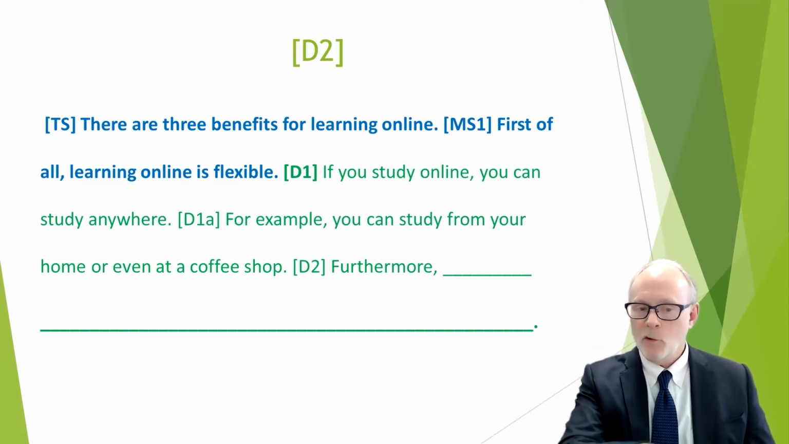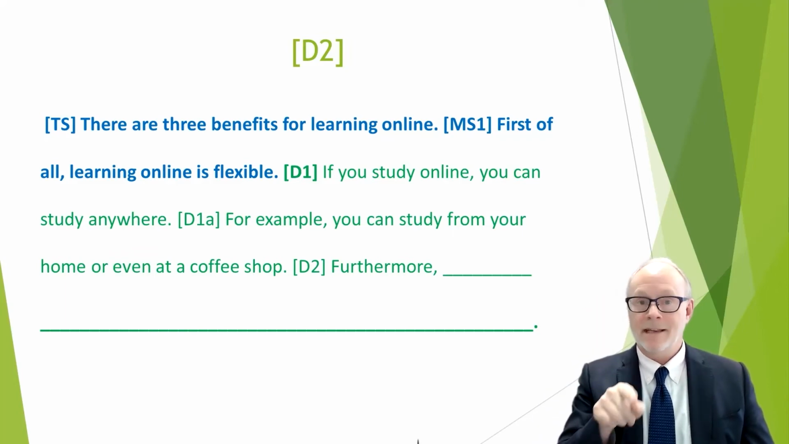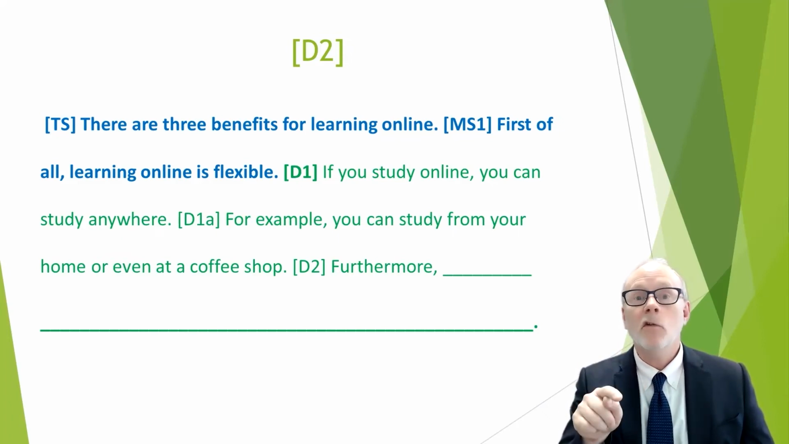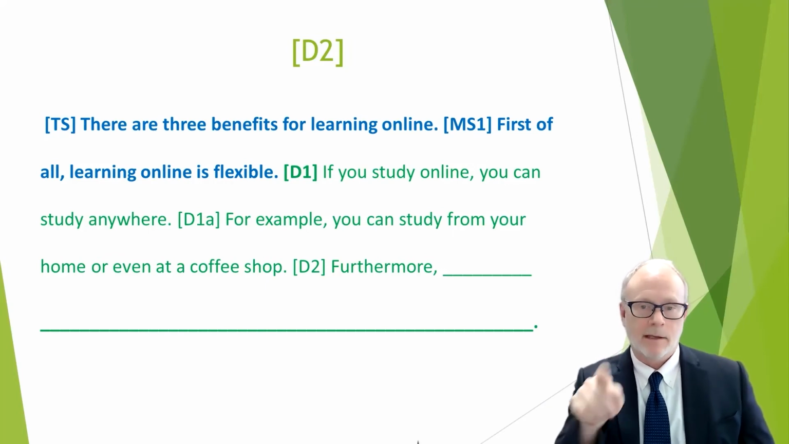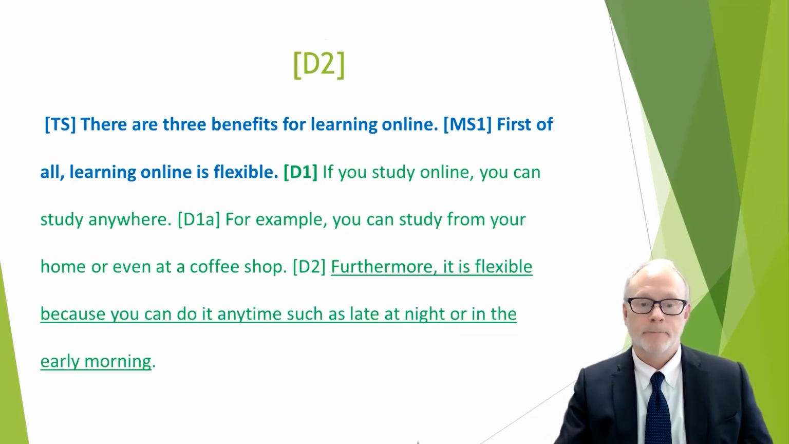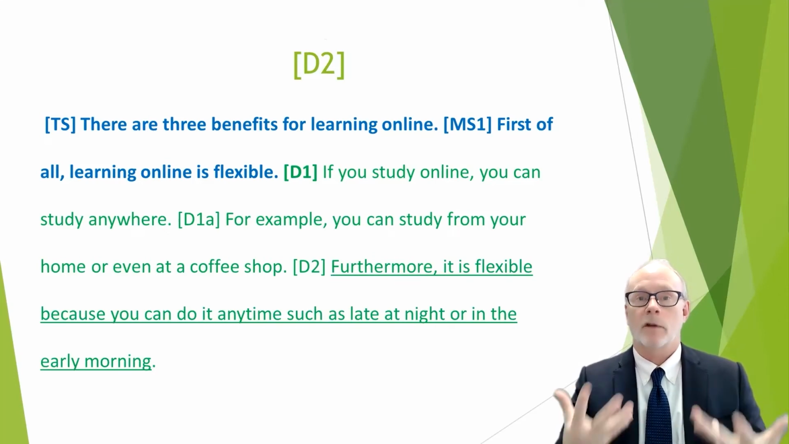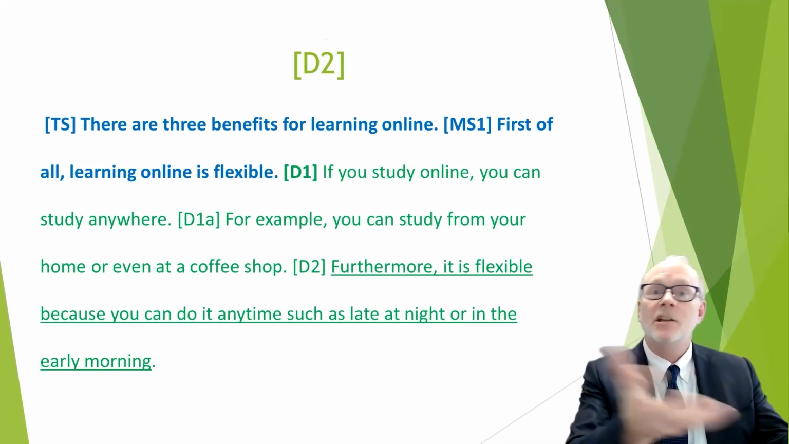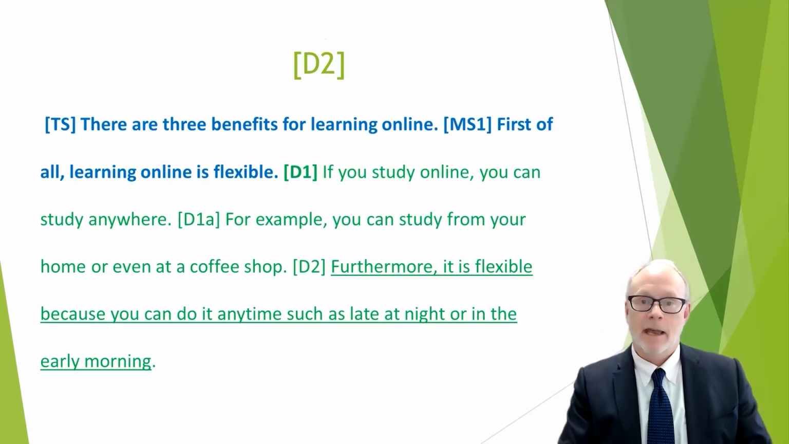Now, if it says D2, and it does, that means that this detail, the second detail, is different from the first detail. So detail 1 is study anywhere. So D2 is not study anywhere, can't be, okay? But it's connected to the MS, in this case, MS1, learning online is flexible. So here's what we could write. So you see the word furthermore. So this is another good marker, you could call it, vocabulary that helps the reader to understand that we're moving or we're changing, but it is still connected, okay? So this sentence is still connected to our MS.